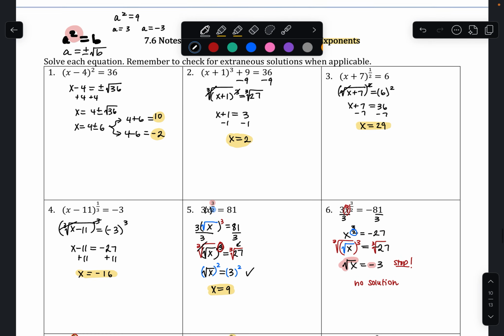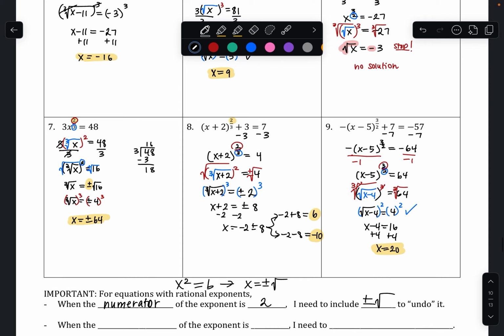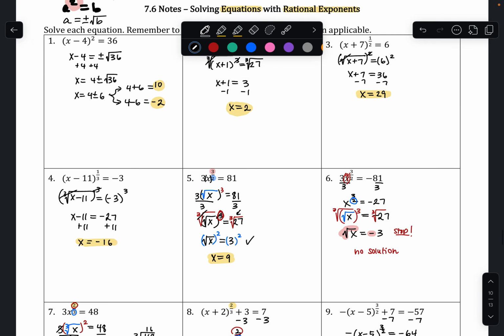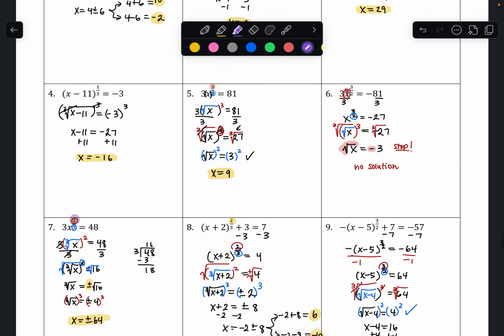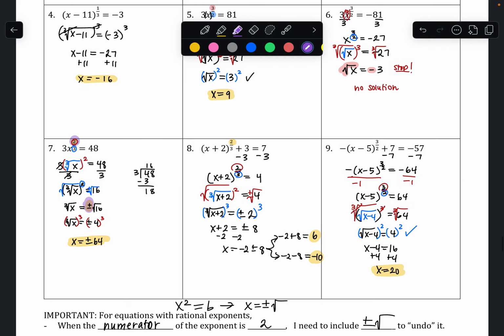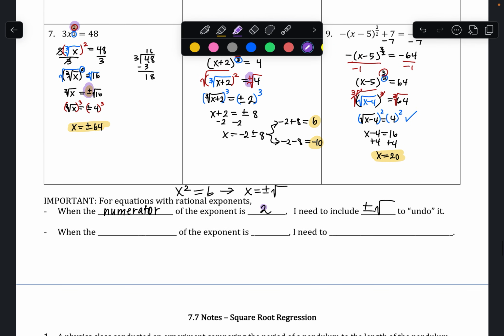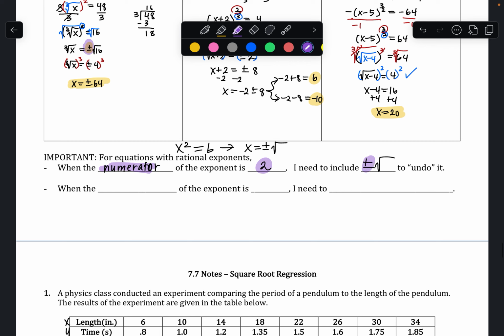So I'm going to look for some examples up here. The first time we saw that, well, we actually saw it in number 1. We saw a 2 in the numerator. Here we saw a 2 in the numerator, and we had plus or minus to undo it. And so whenever your numerator is 2, you need a plus or minus to undo it.